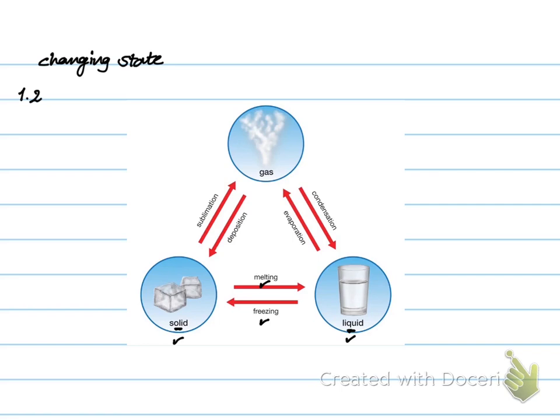Changing a liquid to a gas is called evaporation or boiling. Returning back a gas to a liquid is called condensation. If a solid turns directly to a gas without passing through the liquid state, this is called sublimation. If a gas returns back to a solid without passing through the liquid state, it's called deposition.